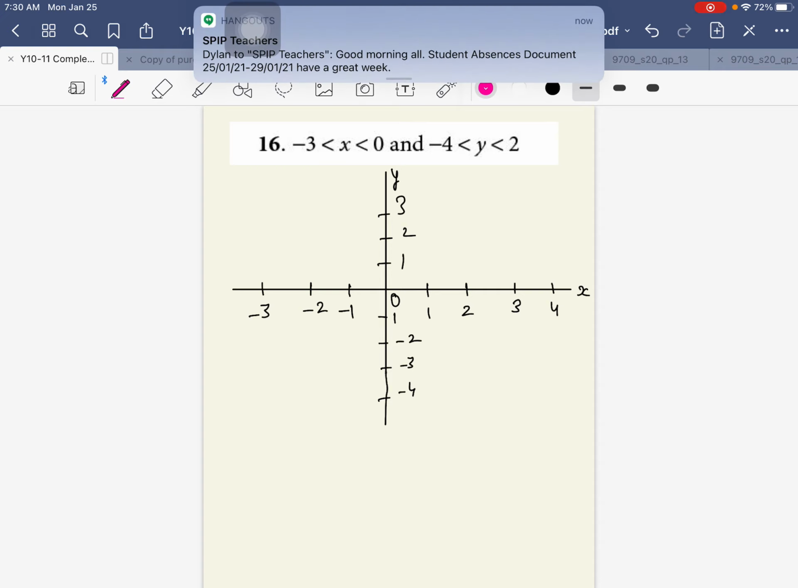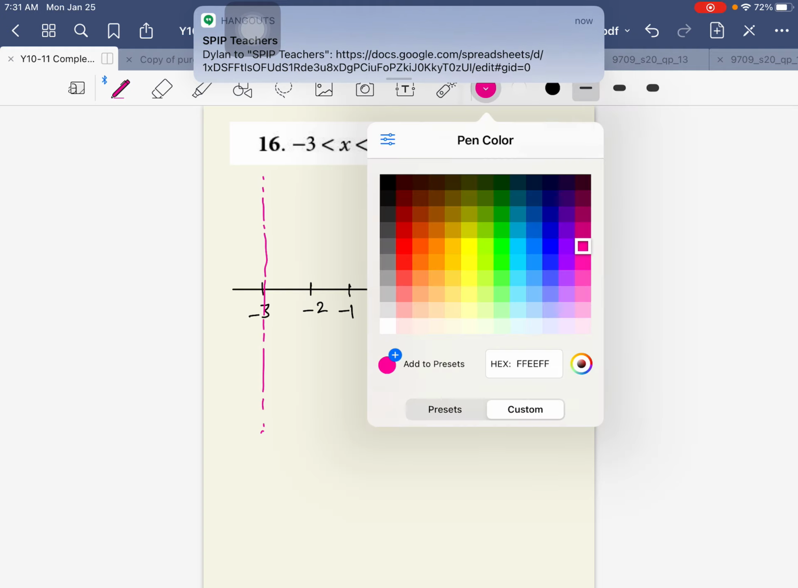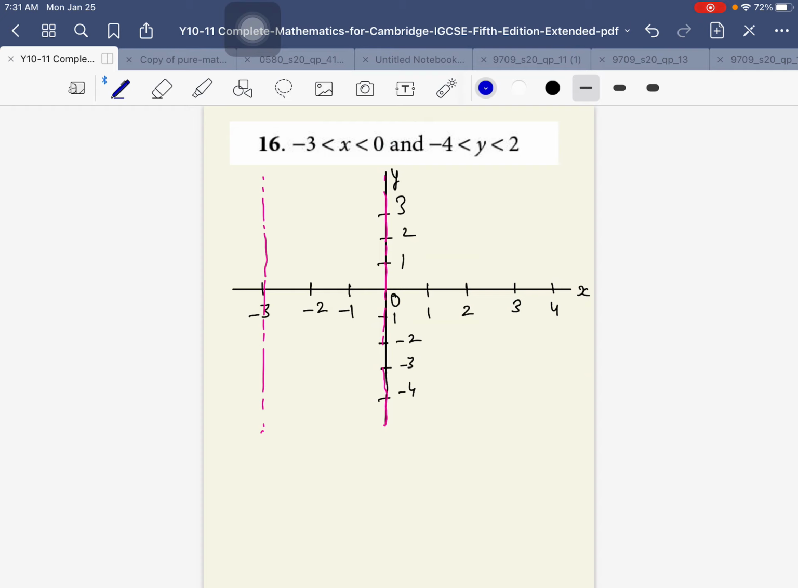So x is between -3 and 0. Between -3 and 0 means I will take a dotted vertical line at -3 and a dotted line at x equal to 0. Let's change color. y between -4 and 2: I take a dotted horizontal line at y equal to -4 and a dotted horizontal line at y equal to 2. Now x is between -3 and 0, so this is the wanted area.